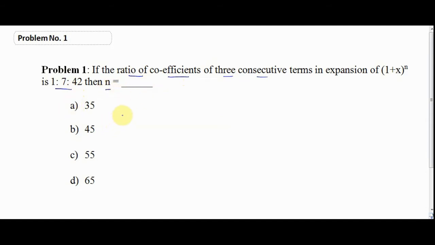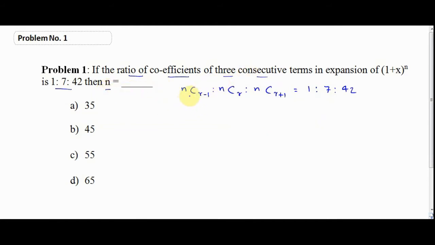So let's see how to do this. A ratio of coefficients of three consecutive terms may be represented like this: nC(r-1) : nCr : nC(r+1). It is given that this ratio is equal to 1:7:42, and we are asked to calculate the value of n. Let's see how to do this.